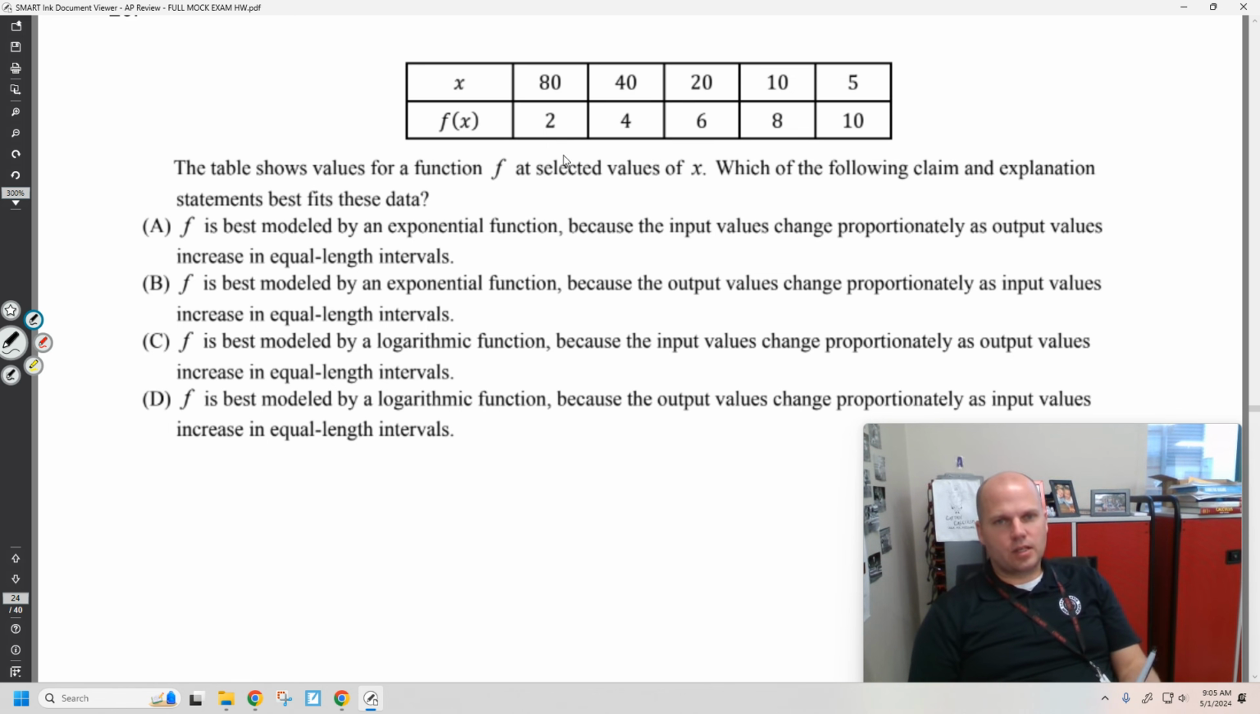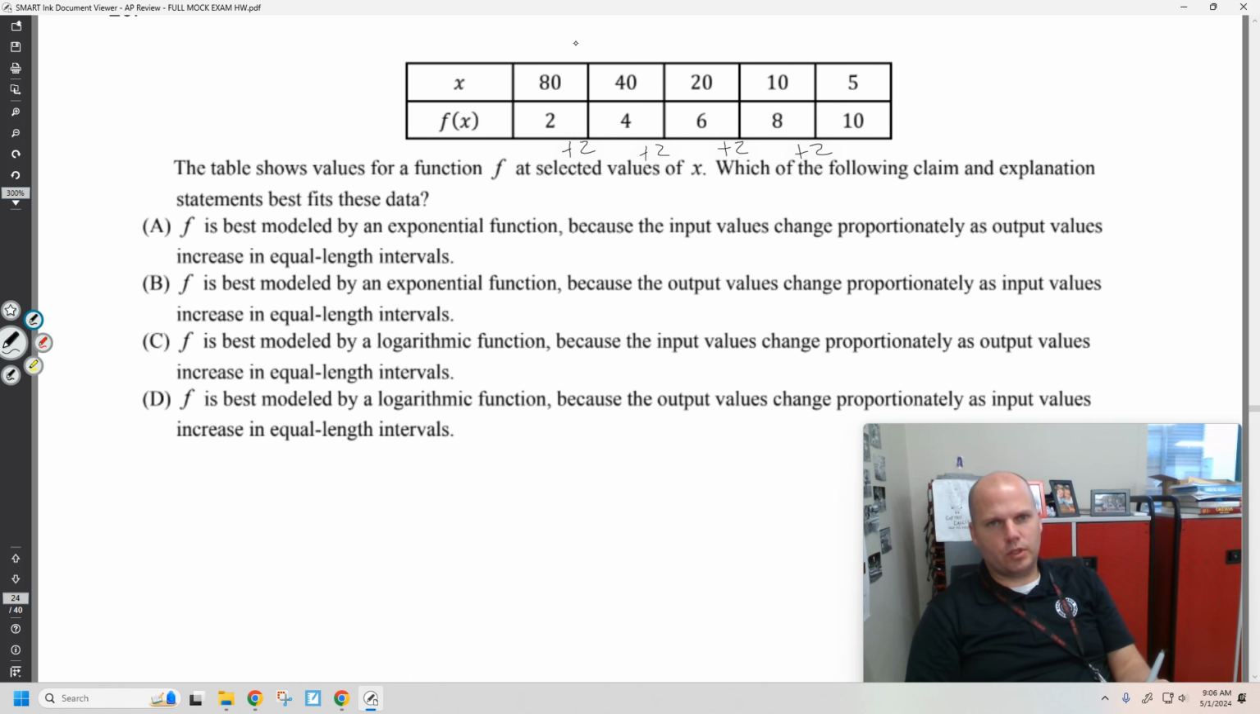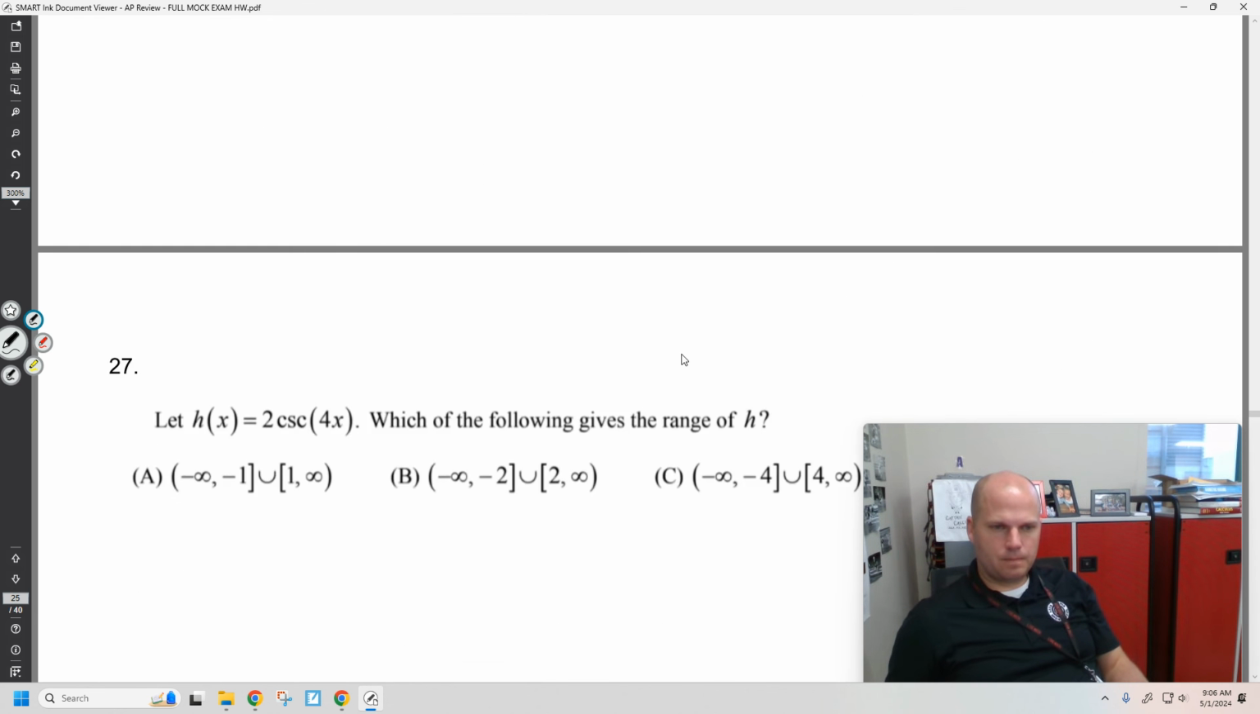Okay, your outputs are increasing at a constant rate. There's a linear increase versus your inputs are proportional. They have a common ratio. This is a logarithmic function. It's the inverse of an exponential function. That would be flip-flopped. So for a logarithmic function, the input values change proportionally as the output values increase in equal lengths. Inputs, outputs.